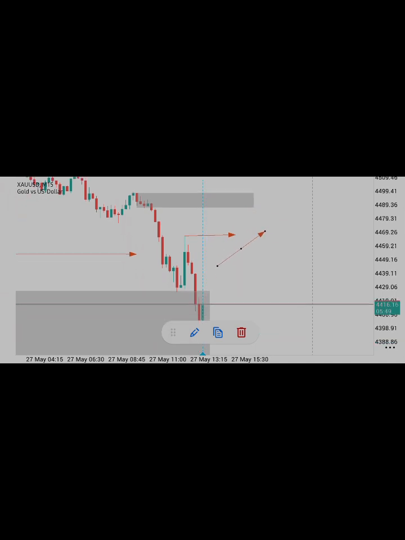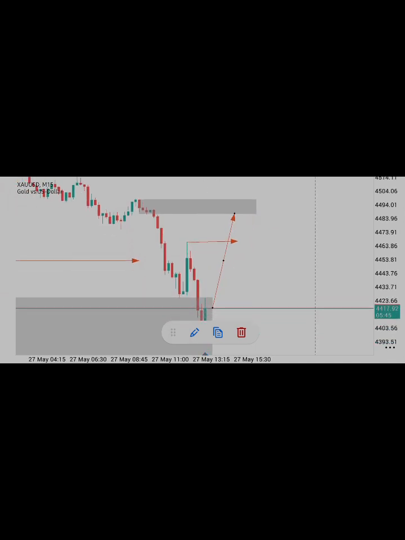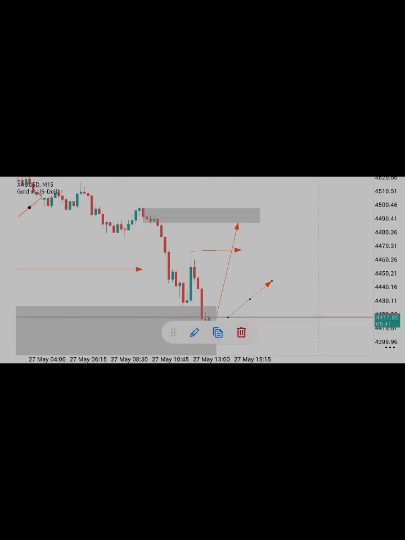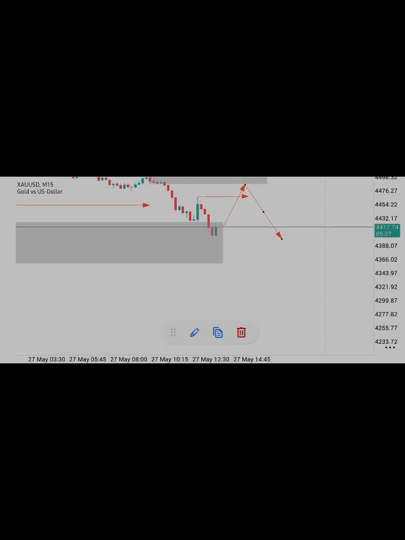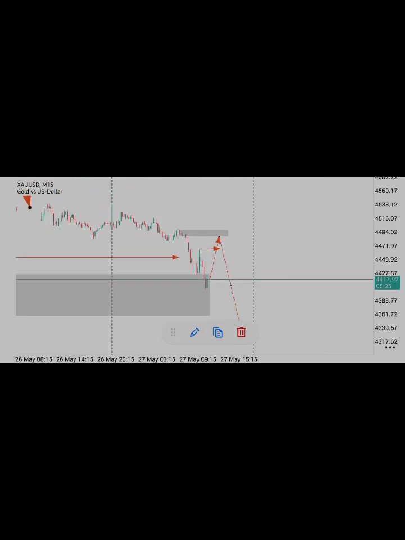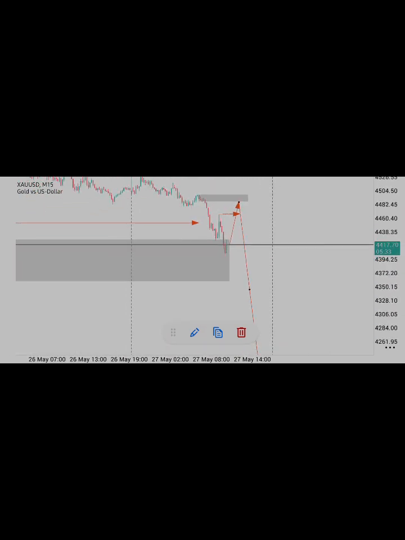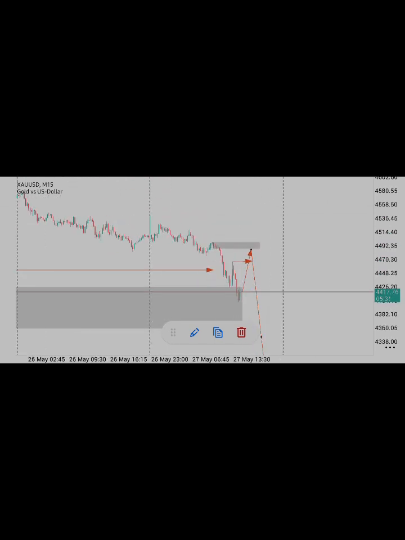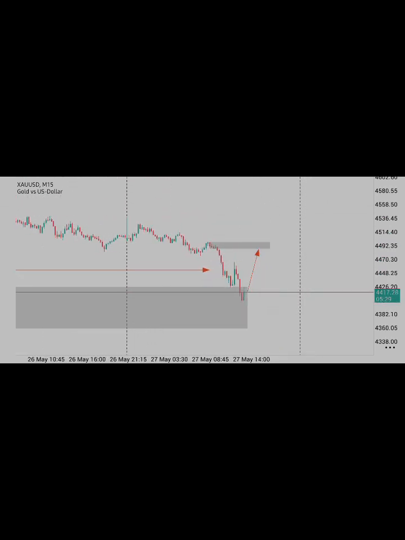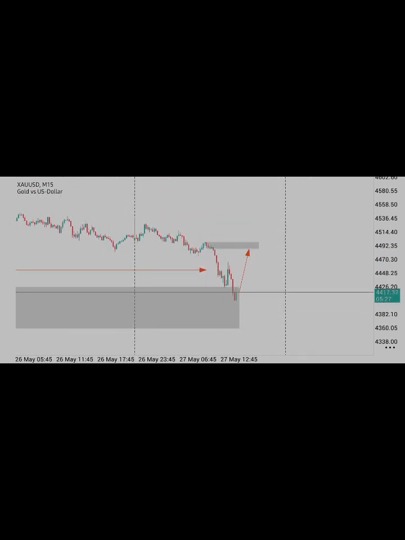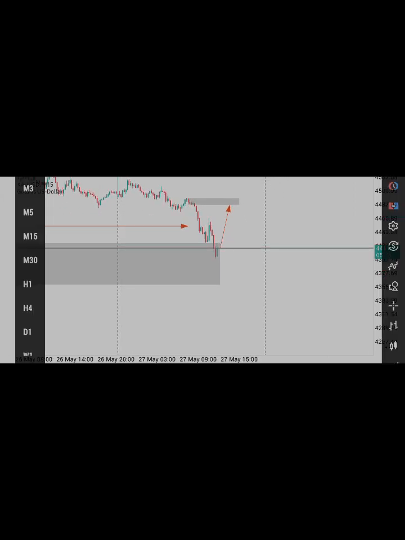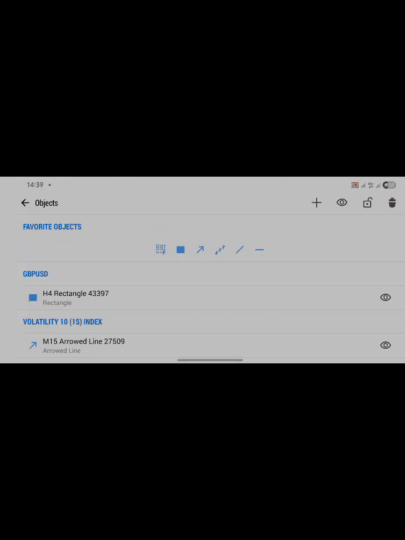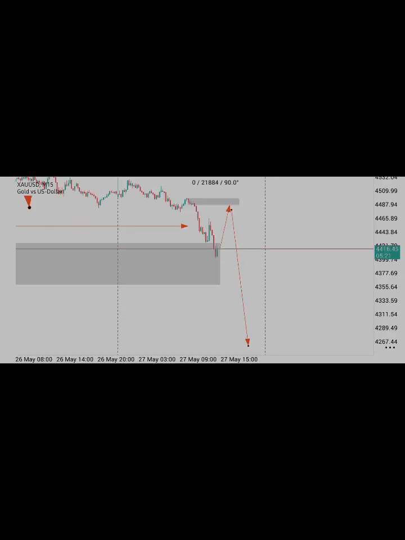We could get markets retrace from this zone to this zone. Then we get more dump from here afterwards. Do you understand? So it's as simple as that. Okay, so it's as simple as that.